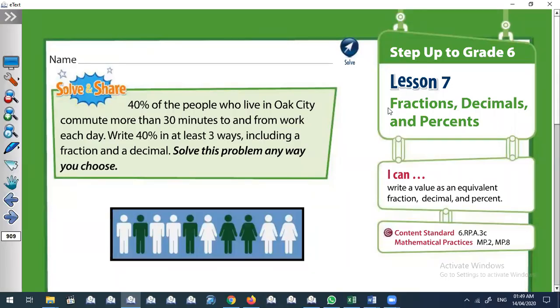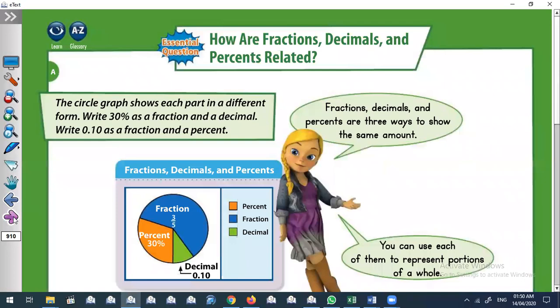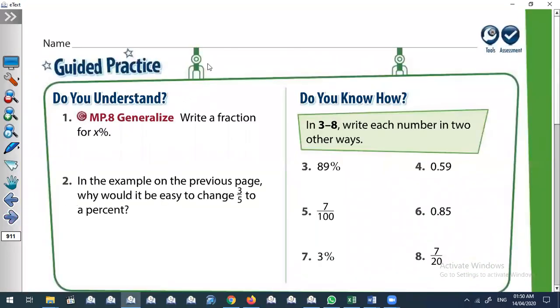How are you today? Our lesson today is lesson 7, which is related to Step Up to Grade 6: fractions, decimals, and percent. Today we are going to learn the relation between fractions, decimals, and percent. There is a connection between them all. Let's start our exercise, and it's a very easy lesson.